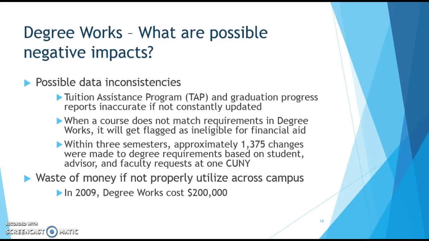Negative impacts. So this is kind of a big one. Every time a class changes in requirements or what it consists of, like maybe it adds on a lab component, or now you need a prerequisite for this class, you have to constantly be updating the data in DegreeWorks or it throws everything off, basically. And a big thing is that financial aid, and particularly TAP, can be disqualified if you're not meeting all of the academic requirements. So it has to constantly be updated in DegreeWorks. And it's also expensive.